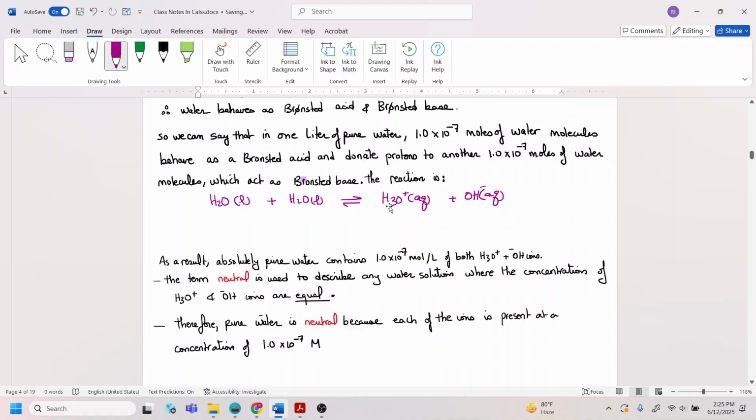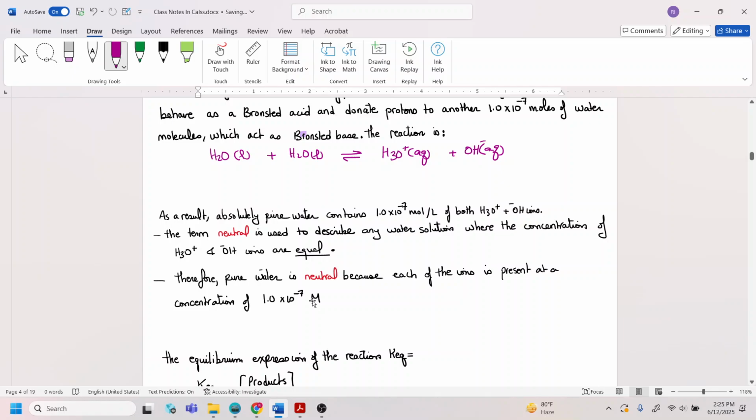So this is why we say water is neutral, because the concentration of the H3O+ and the OH- are equal. They are the same. So pure water is neutral, again because it is present in a specific constant concentration. So always the concentration of pure water is 1 times 10 to the negative 7 molar. This means that the concentration of the ions in the water, which is H+, is the same as the concentration of the OH-.